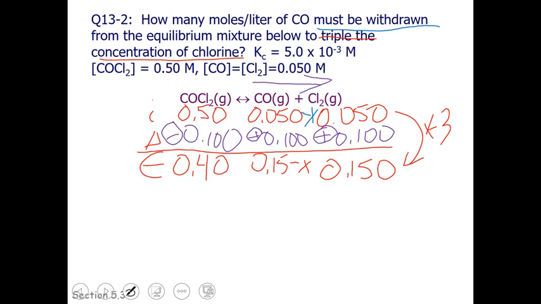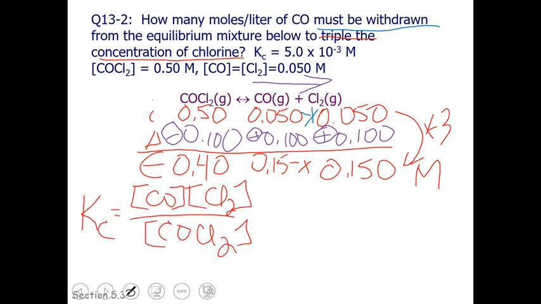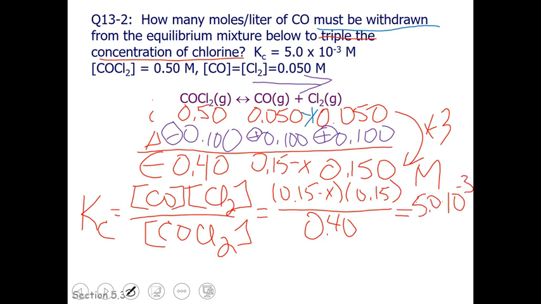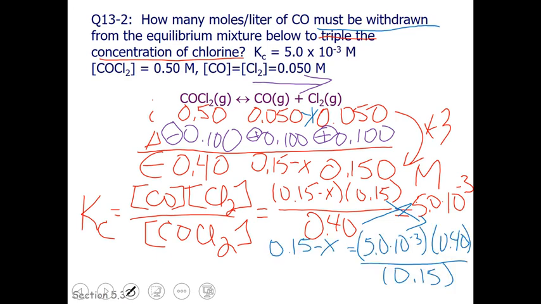So when I bring all my math down, I have 0.4 of the COCl2, 0.15 minus X for my carbon monoxide, and 0.15 for my Cl2. I am working my table in molar, so I can directly use these values to solve for Kc. My equilibrium expression is products divided by reactants. So I substitute in my values from the equilibrium row of the table and set it equal to Kc. I trust you know to cross-multiply and rearrange, and I trust you're able to finish the solution from here.